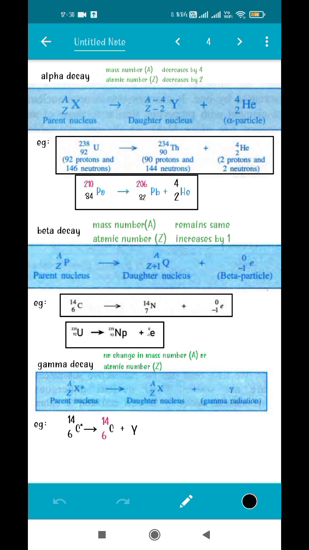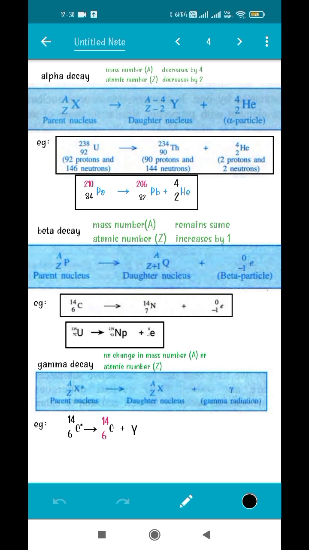Similarly for polonium, the mass number is 210, but when it releases an alpha particle, its mass number changes to 206. It is forming lead now. The mass number is decreasing by 4. The atomic number was initially 84, but now it has decreased by 2, so from 84 it is becoming 82, and along with that an alpha particle is emitted.